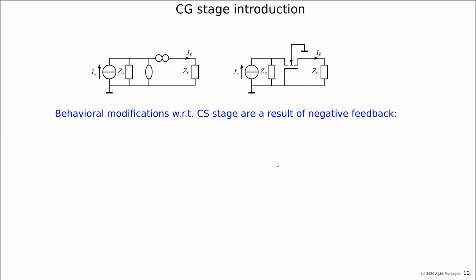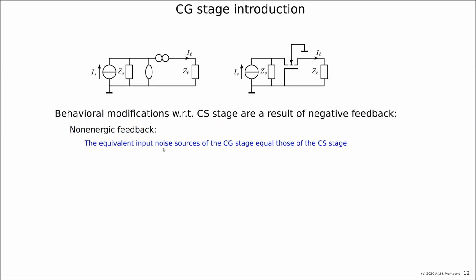So let's now study the behavioral modifications with respect to the CE stage that are a result of negative feedback. We know non-energetic feedback, the equivalent input noise sources of the common gate stage must be equal to those of the CS stage. It doesn't need any calculation because the class of non-energetic feedback amplifiers has this property, and this is a member of the class. So all members have this property.